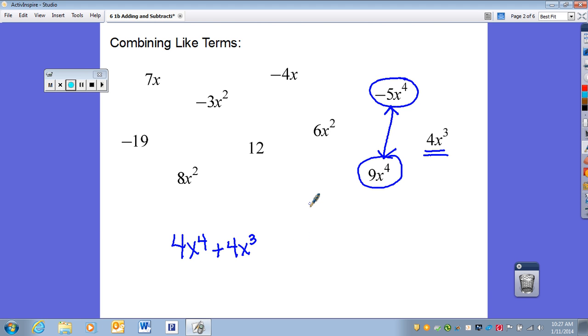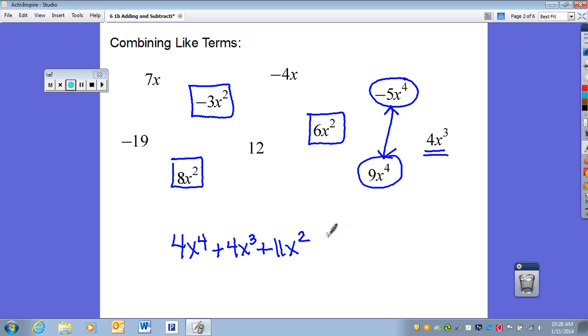Now we want to take a look for our next largest. Our next largest exponent would be squared. So if I combine together the negative 3x squared and the 8x squared and the 6x squared, and I put all of those together, 8 plus 6 is 14, and then 14 minus 3 would be 11x squared.